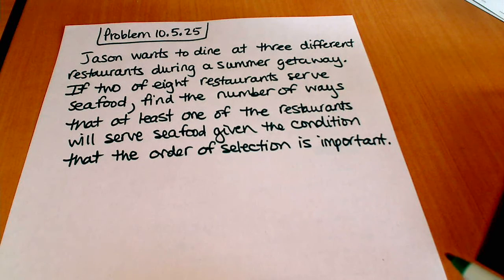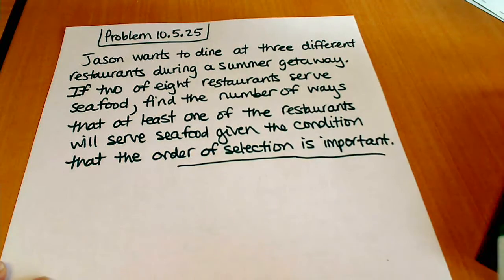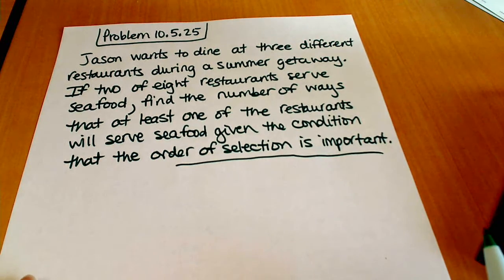So in this problem, we have Jason, who wants to dine at 3 different restaurants during a summer getaway. If 2 of 8 restaurants serve seafood, find the number of ways that at least one of the restaurants will serve seafood, given the condition that the order of selection is important. Okay, so the first thing is that they're telling us that the order of the selection is important, and that's telling us that we're working with permutations.